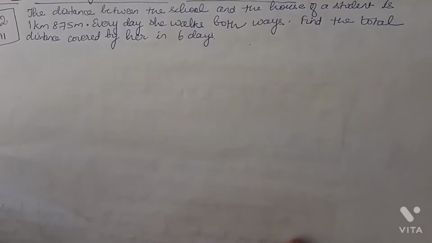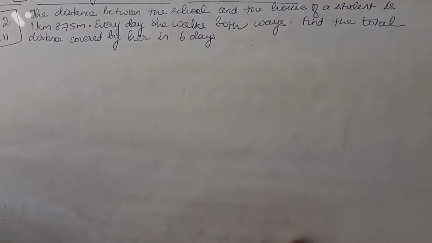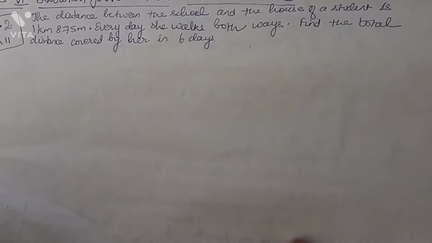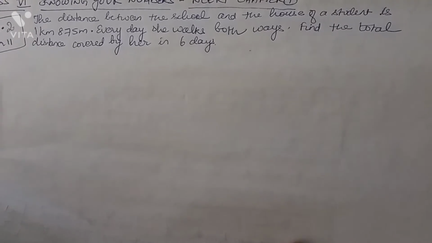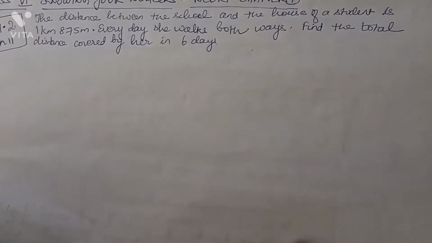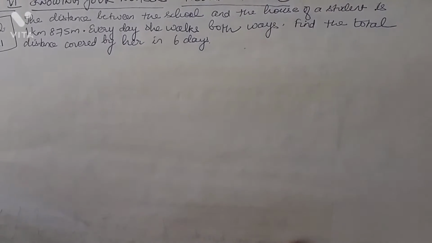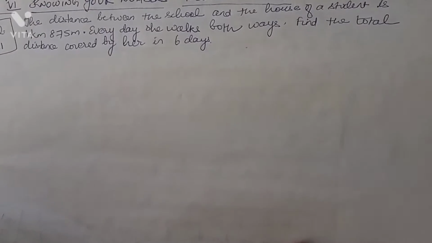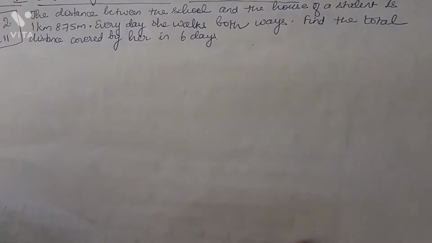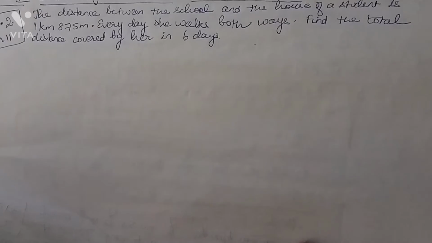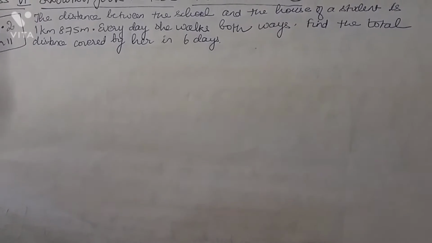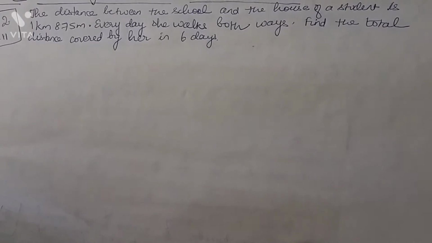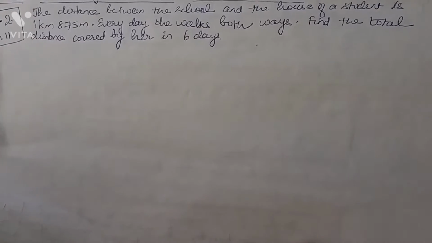The distance between the school and the house of a student is 1 kilometer 875 meters. Every day she walks both ways, that is from her house to school, then again back from school to home. So two ways she has to go. Find the total distance covered by her in 6 days. One day she covers a distance of 1 kilometer 875 meters one way, and we have to find out the total distance covered by her in 6 days.